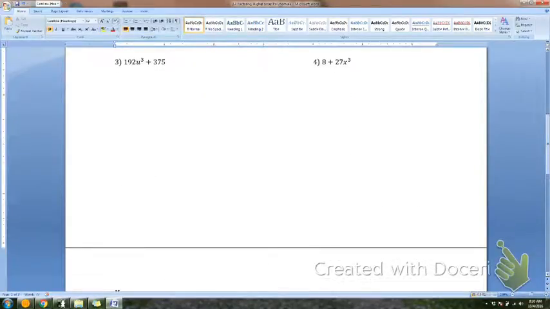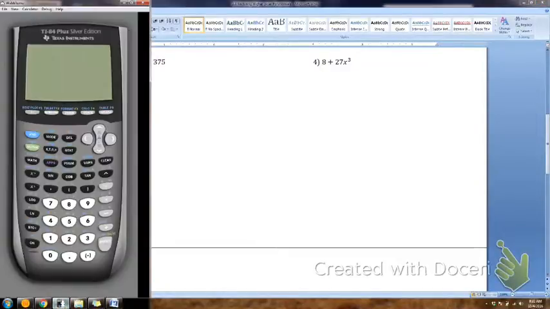Like I say, example 3 says 192u cubed plus 375. Now if you look back at your chart up there, 192 and 375, neither one of them are on our chart. So let's just double check with our calculator. Is 192 a perfect cube? Remember we go to math, option 4, 192. We get 5.76. So that's not a perfect cube, which means we're going to have to pull out a common factor first before I can do anything on this problem.